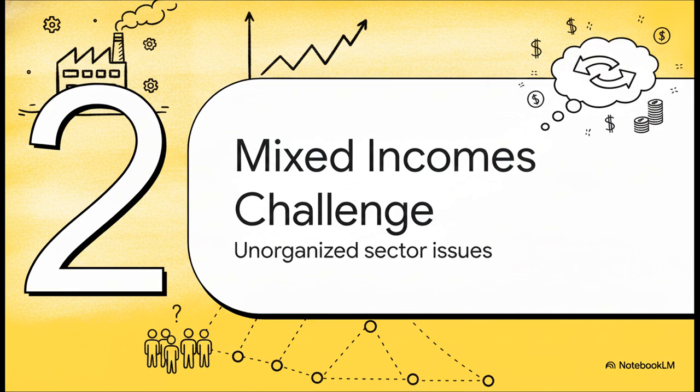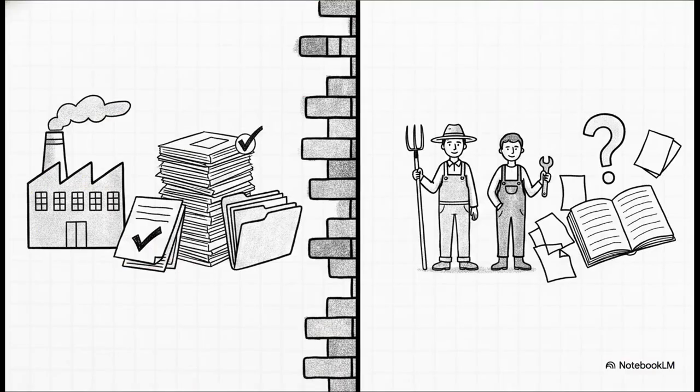Moving to Section 2, Structural Challenge: Mixed Incomes. This is really the dilemma of the unorganized sector. So, when we actually try to estimate these mixed incomes, we just hit a massive structural wall. These incomes are heavily concentrated in the unorganized sector. Look, unlike massive corporations that pump out audited quarterly financial reports, your local tradesperson or small-scale farmer typically just doesn't maintain rigorous, standardized accounting books.